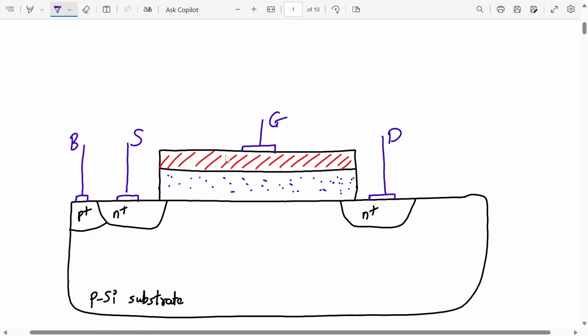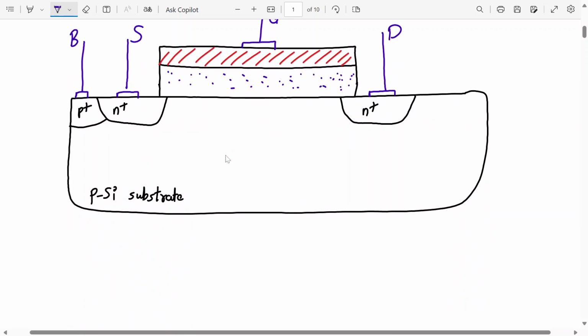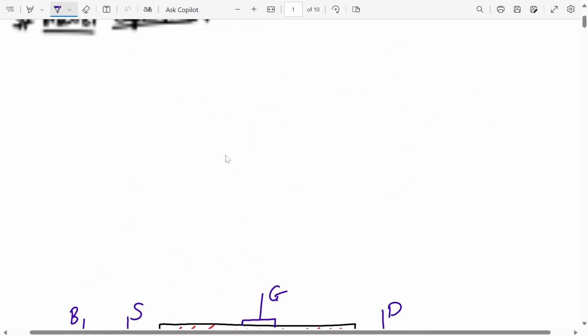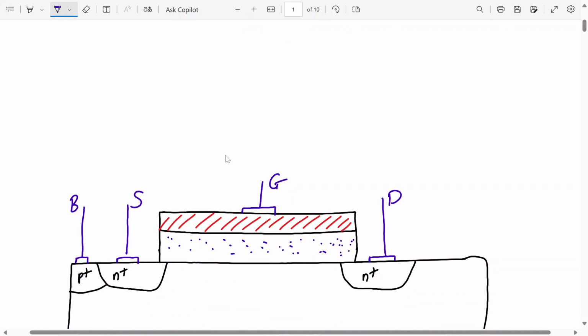Okay, now proportional to it, we will draw the top view. So this is the cross sectional view of the MOSFET. This we call the cross sectional view of the MOSFET, of the N channel MOSFET, so of the NMOS. Now we have to draw the top view of the NMOS.